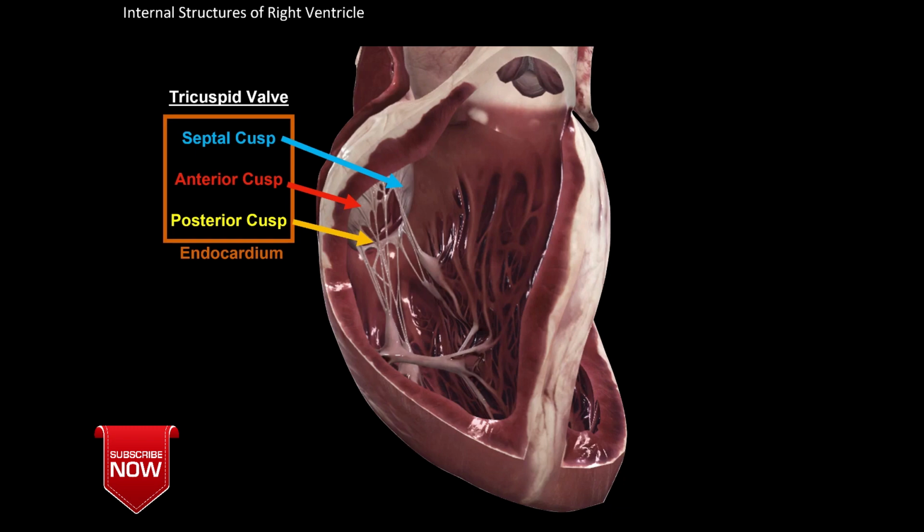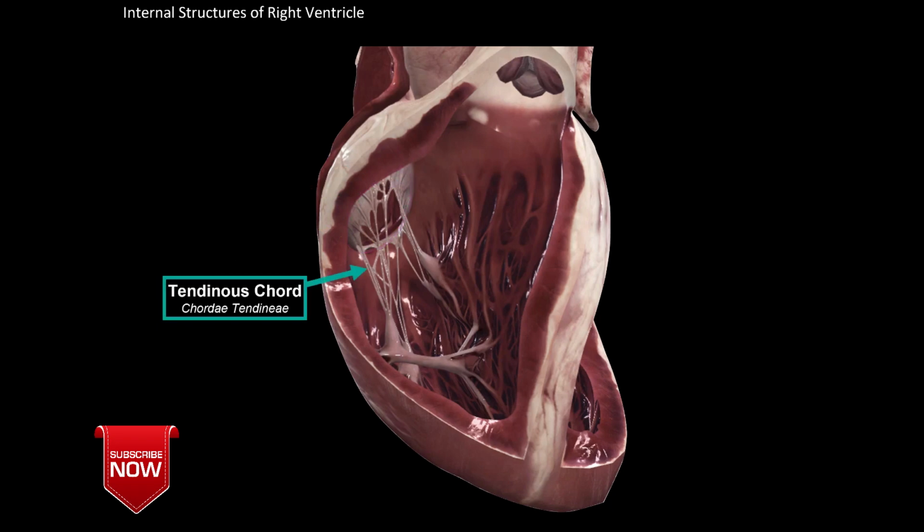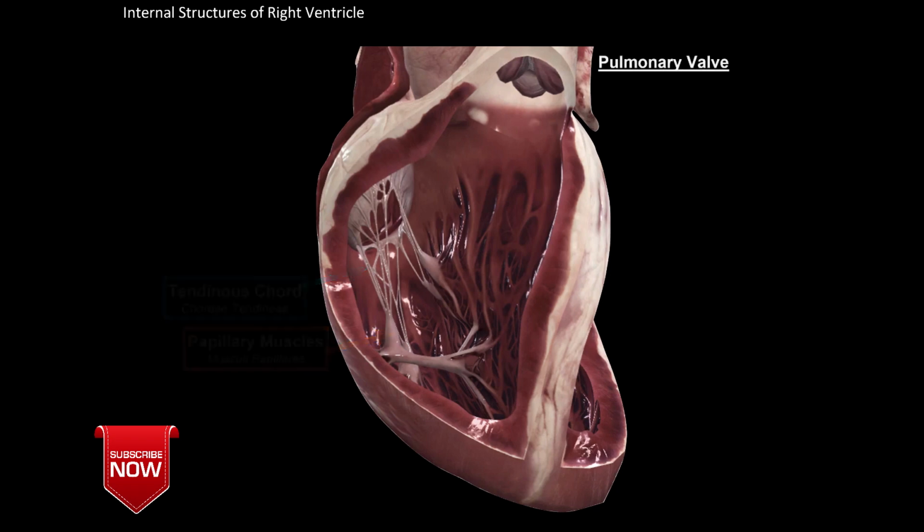The opening is also surrounded by a fibrous ring that supports the valves and functions as an attachment point for these 3 cusps. So each cusp has 3 margins. One margin of each cusp is attached to the fibrous ring, and the other 2 margins are attached to the tendinous cords, which are cords of fibers that attach the cusps to the papillary muscles, which control the valve's opening and closure. And then up here we have something called the pulmonary valve, which has 3 semilunar cusps.